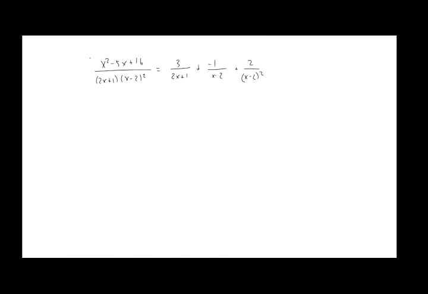From here, the next thing is we'll go ahead and integrate both sides. If I integrate the left-hand side, I would integrate also the right-hand side. When I integrate the right-hand side, I see that my first integral right here is going to correspond to 3 over 2 times the natural log of the absolute value of 2x plus 1. Whereas the next integral is going to get me negative the natural log of x minus 2. And then for the last one, we're going to get negative 2 over x minus 2, and then plus C at the very end.